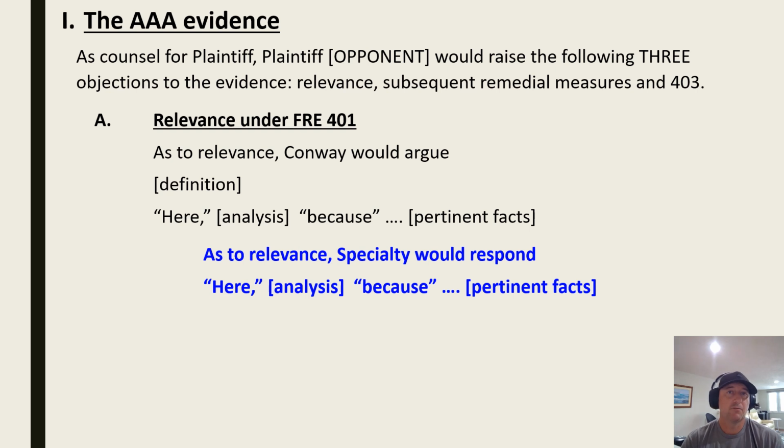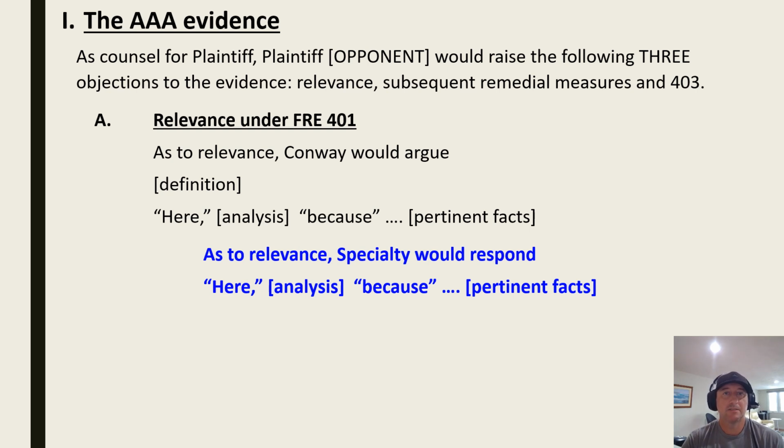So relevance under 401, it has a rule, and it essentially is spelled out in 401. So you would incorporate that rule, separate out that rule in presenting the relevance objection by the opponent in this case. And your analysis really comes in here. The opponent would argue in support of that objection, and make sure you have a because in there. Analysis means that you're explaining, using the facts that are offered in the problem, you're saying because these specific facts.